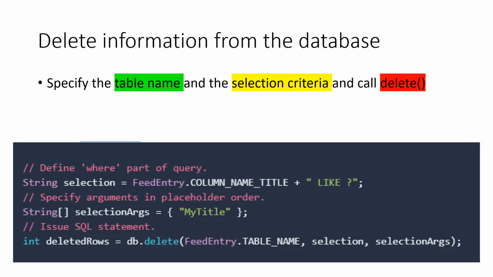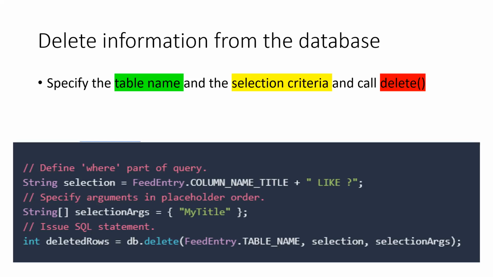Let's see how to delete information from the database. To fetch data, there is a query method; to insert data, there was an insert method. Similarly, to delete data, there is a delete method. You just need to do three things: specify the table name from which you want to delete the information, specify the selection criteria, and then fire the delete method. That's it. Three simple things.